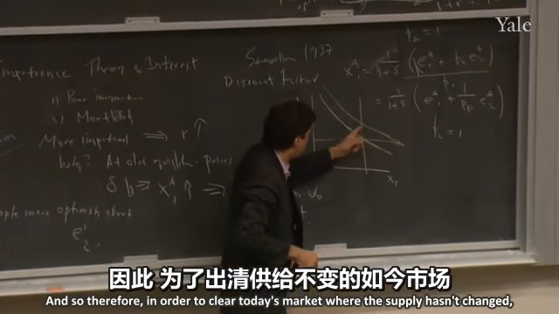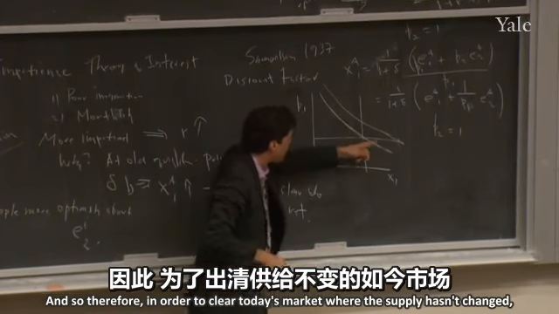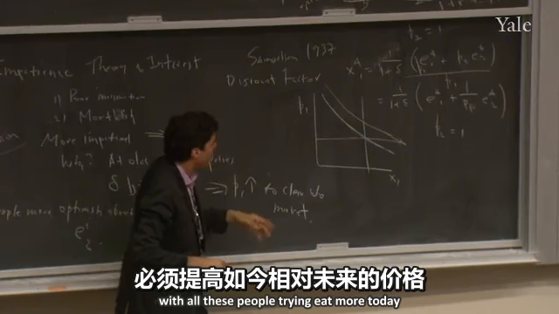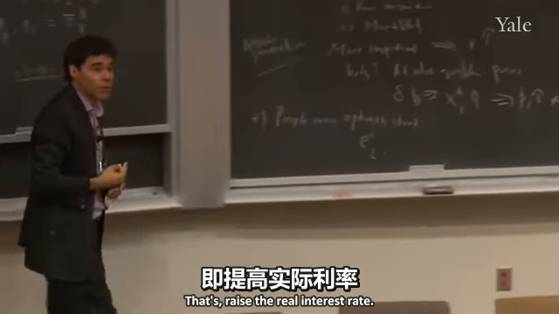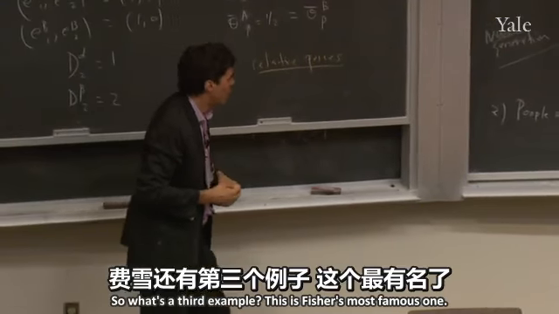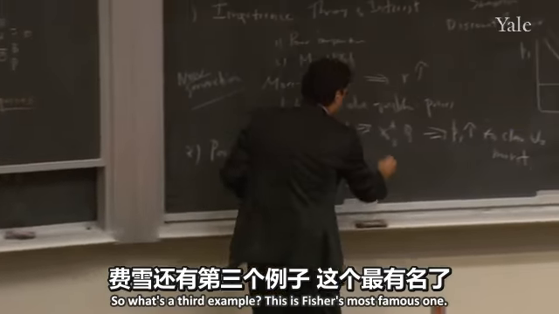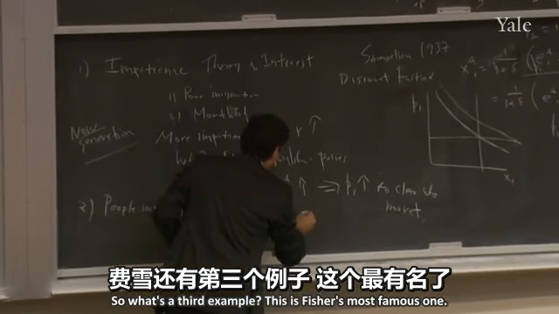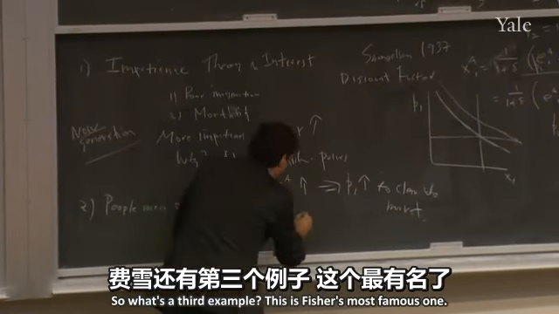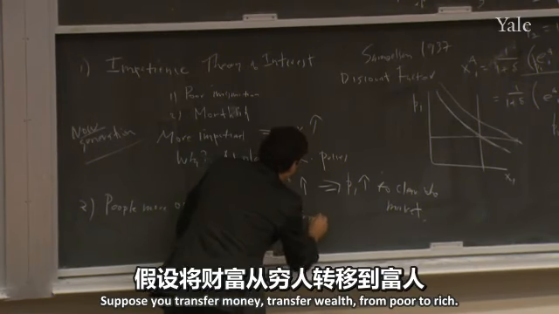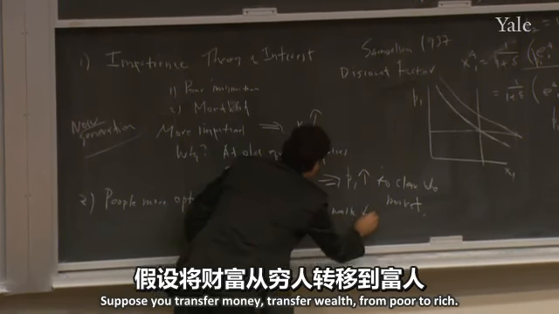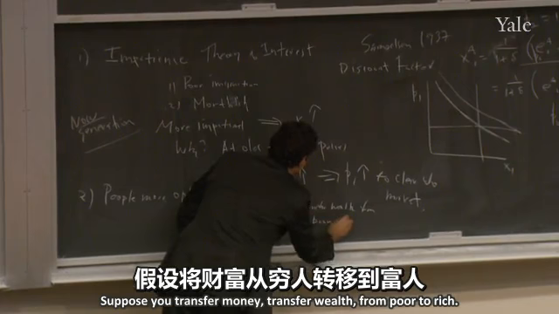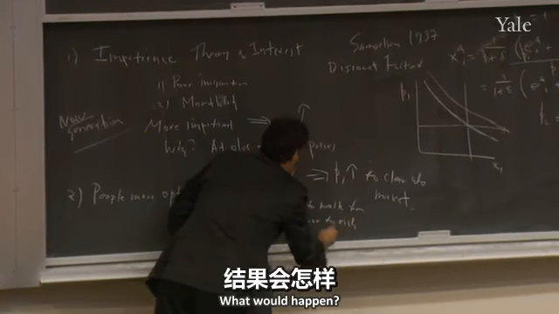And so therefore, in order to clear today's market, where the supply hasn't changed, with all these people trying to eat more today, you have to raise today's price relative to tomorrow. That's raise the real interest rate. Okay, so what's a third example? Suppose, this is Fisher's most famous one, suppose you transfer wealth from poor to rich. What would happen?